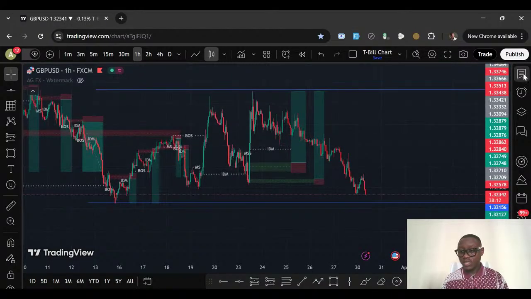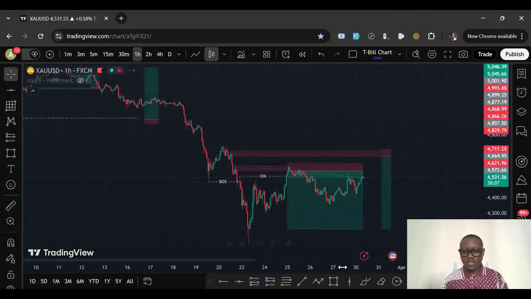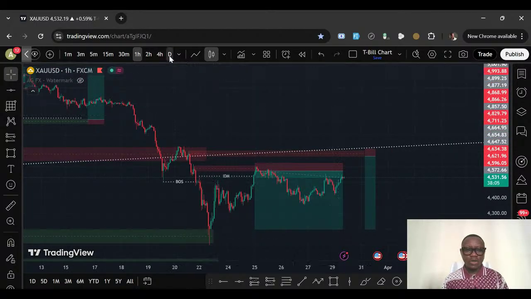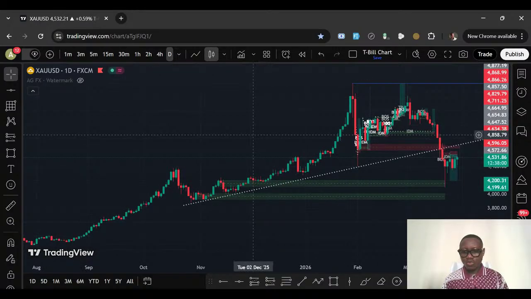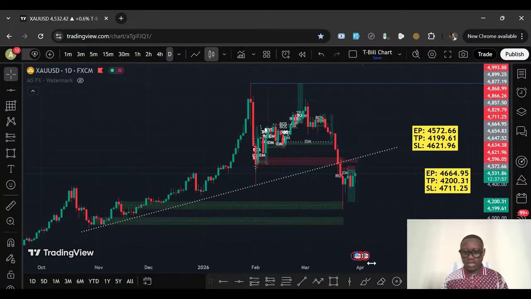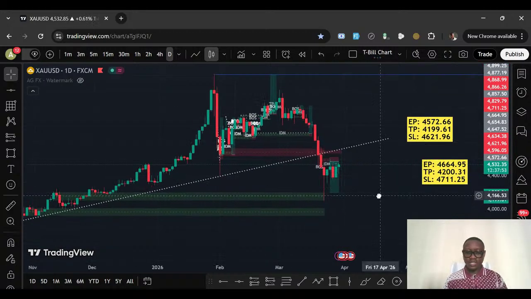I'll start with XAUUSD, gold. Okay, so let's head to XAUUSD. As always, we start our analysis from the daily time frame. On gold, obviously from the trend of the daily time frame, we are still very much bearish. So our bias is still bearish, and we are still basically looking for sell opportunity rather than buy opportunity.